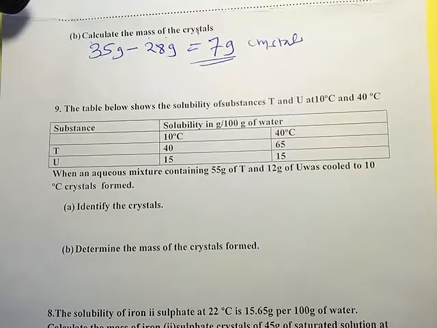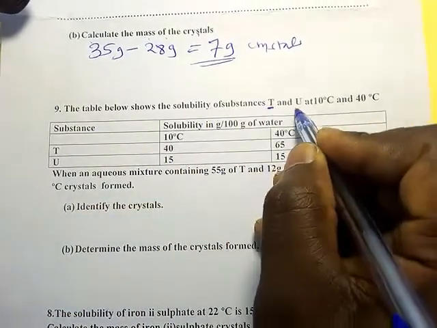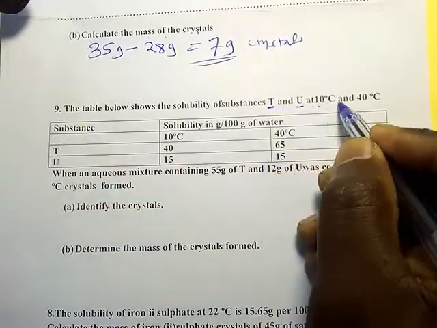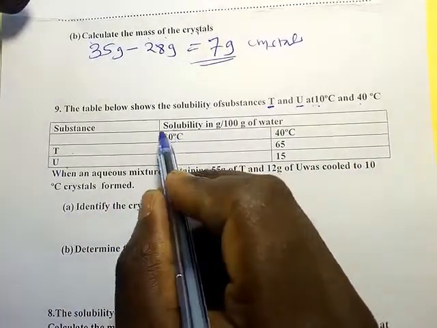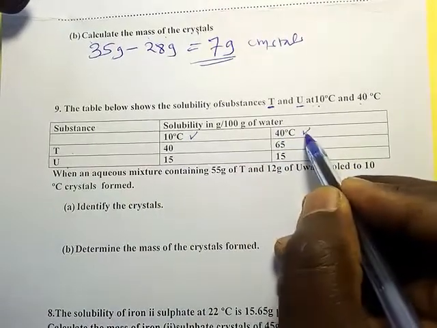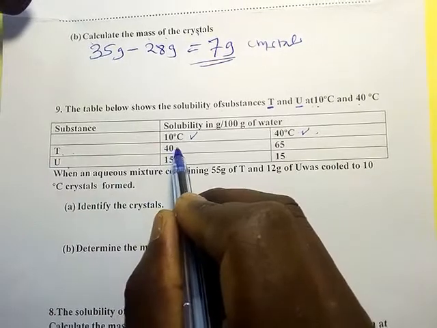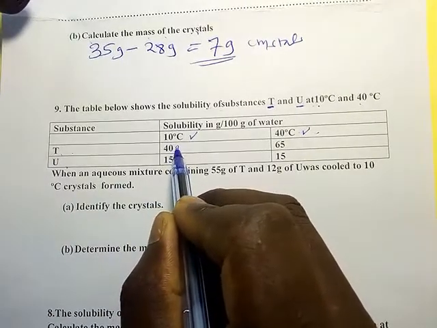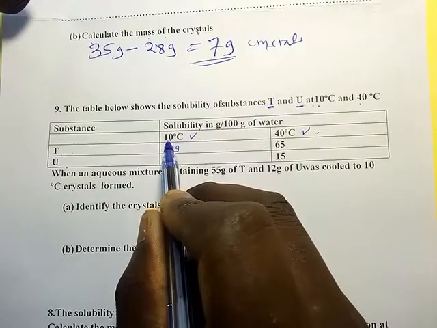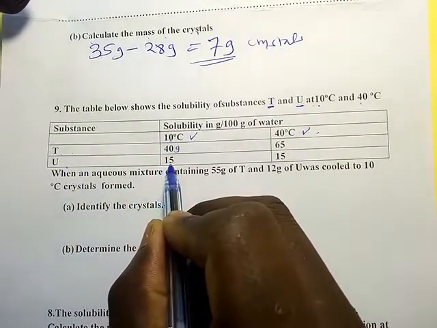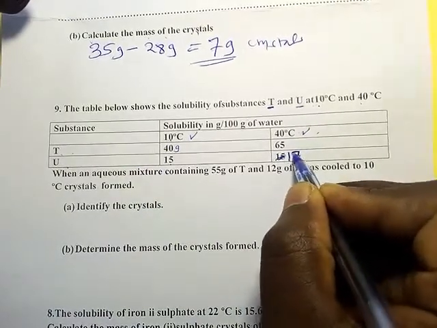Last example of the same. The table below shows the solubility of substances T and U at 10 degrees Celsius and 40 degrees Celsius. So T requires 40 grams to form a saturated solution at 10 degrees Celsius. U requires 15. So this one is 17, sorry. This one is supposed to be 17.